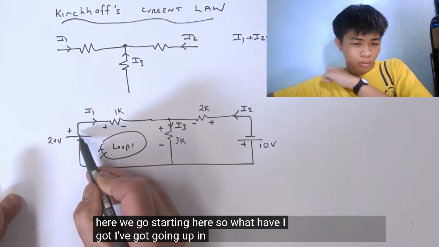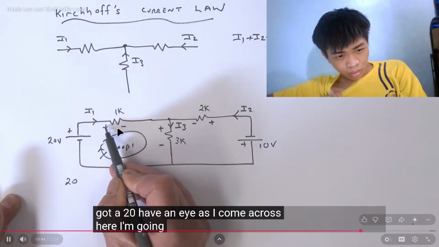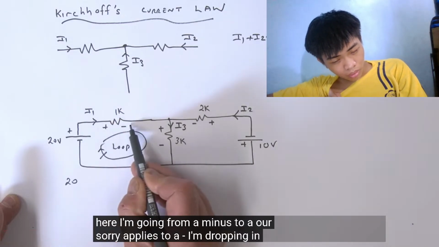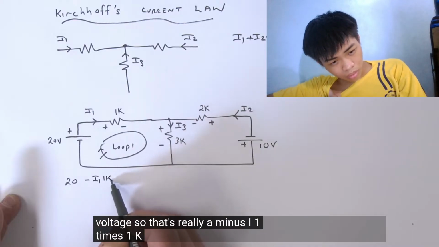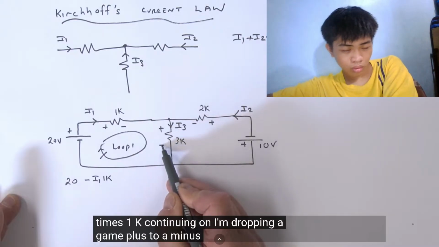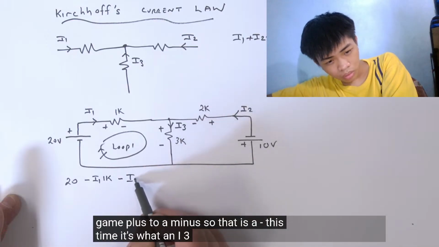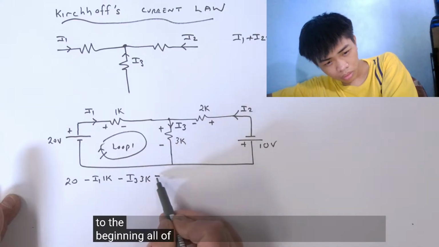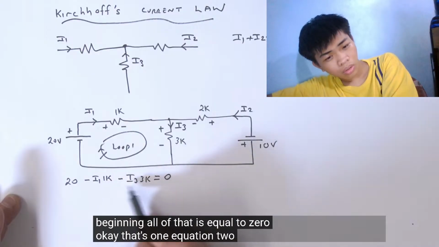I've got going up in voltage. I've got a 20, haven't I? As I come across here, I'm going from a minus to a plus to a minus. I'm dropping in voltage. So that's really a minus I1 times 1k. Continuing on, I'm dropping again, plus to a minus, so that is a minus, this time an I3 times the 3k, back to the beginning, all of that is equal to 0. Okay, that's one equation, two unknowns.